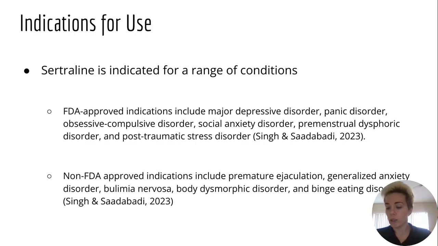Sertraline has a range of indications for use, some of which are FDA approved and others which are off-label. According to the StatPearls article by Singh and Sadabadi in 2023, the FDA-approved indications include major depressive disorder, panic disorder, obsessive compulsive disorder, social anxiety disorder, premenstrual dysphoric disorder, and post-traumatic stress disorder. The indications which are not FDA approved at this time include premature ejaculation, generalized anxiety disorder, bulimia nervosa, body dysmorphic disorder, and binge eating disorder.